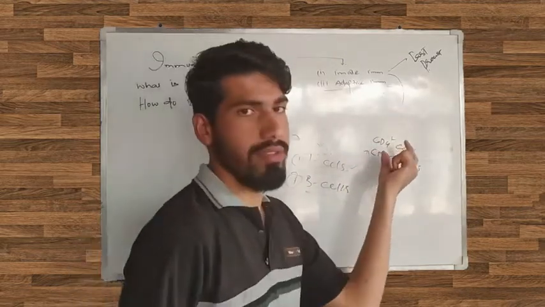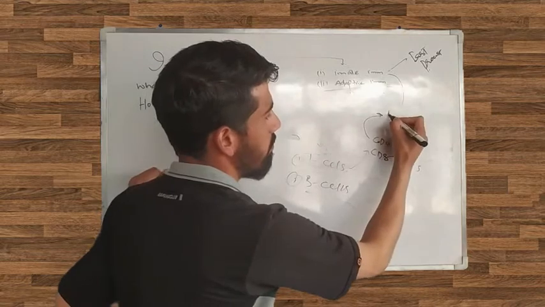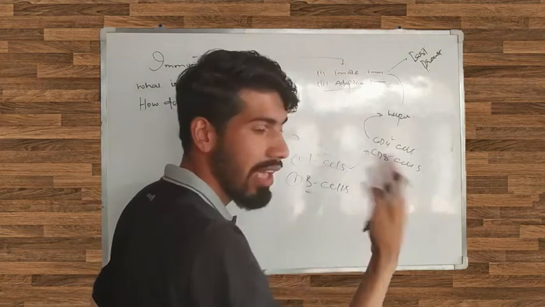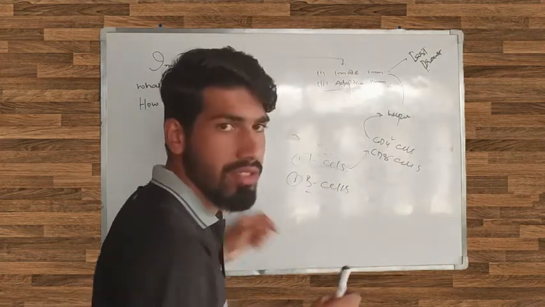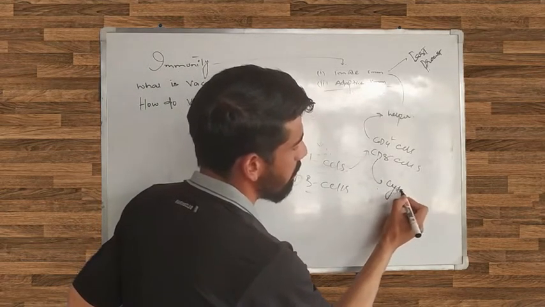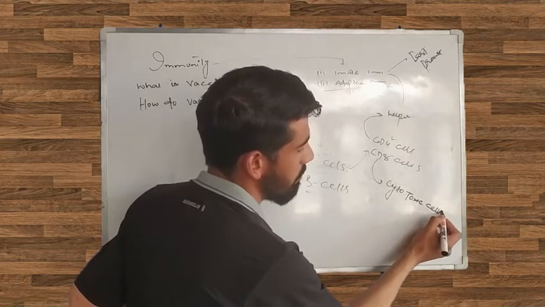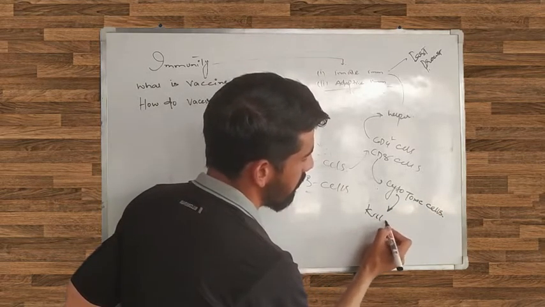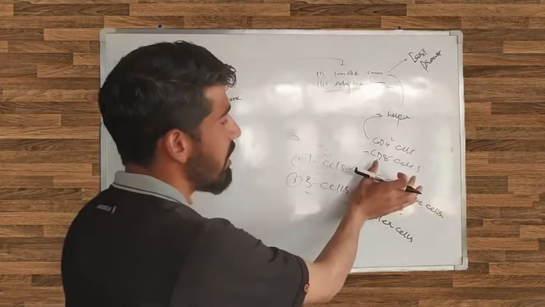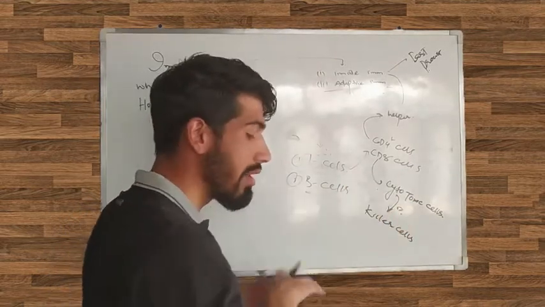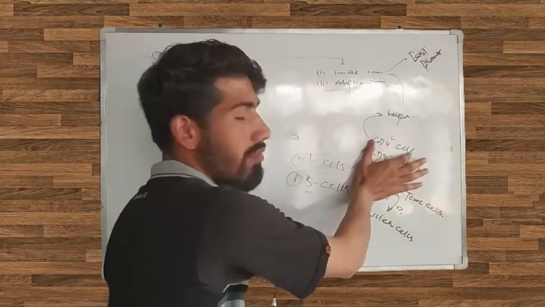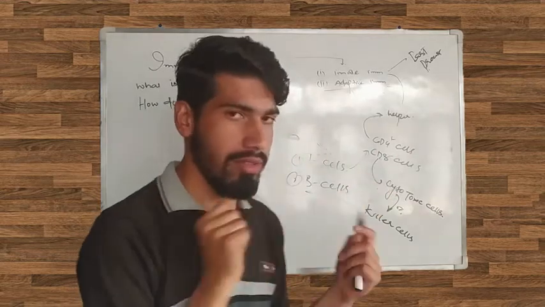The CD4 cells are helper cells. As the name mentions, these are helpers. So these cells help other cells. And CD8 cells are toxic cells, or cytotoxic cells, or killer cells. So these CD8 cells are killer cells. They directly destroy the pathogen. And these CD4 cells help the B cells or the other cells.